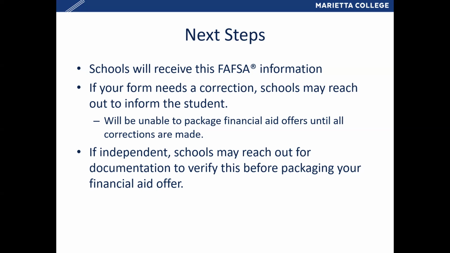So next, schools will receive this FAFSA information that was submitted once it's all processed by Federal Student Aid. If your form needs a correction, such as a missing signature, something along those lines, schools may reach out to the student to inform them, and the student will also be informed via their FAFSA submission summary. Schools typically are unable to package financial aid offers until all corrections are made on the student's FAFSA. And if the student indicated independent status, the schools may reach out for documentation in order to verify this before packaging your financial aid offer.